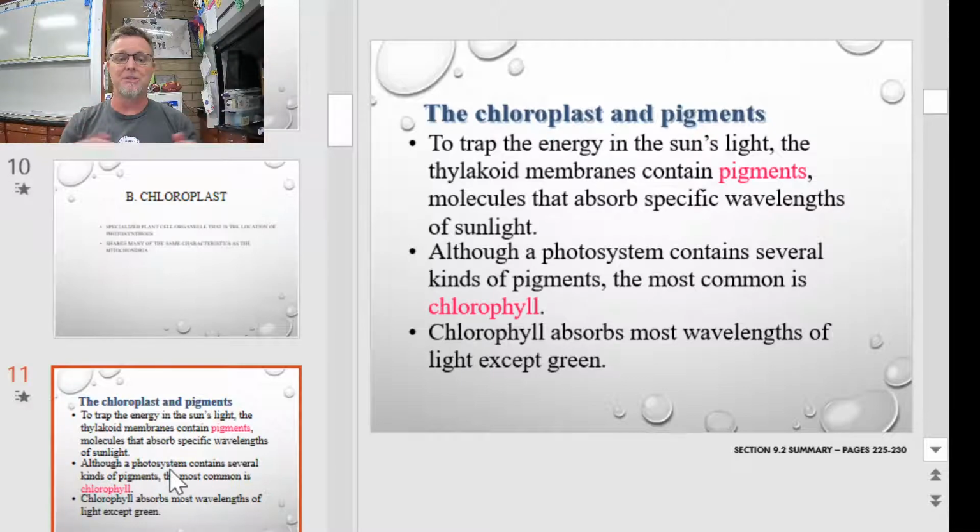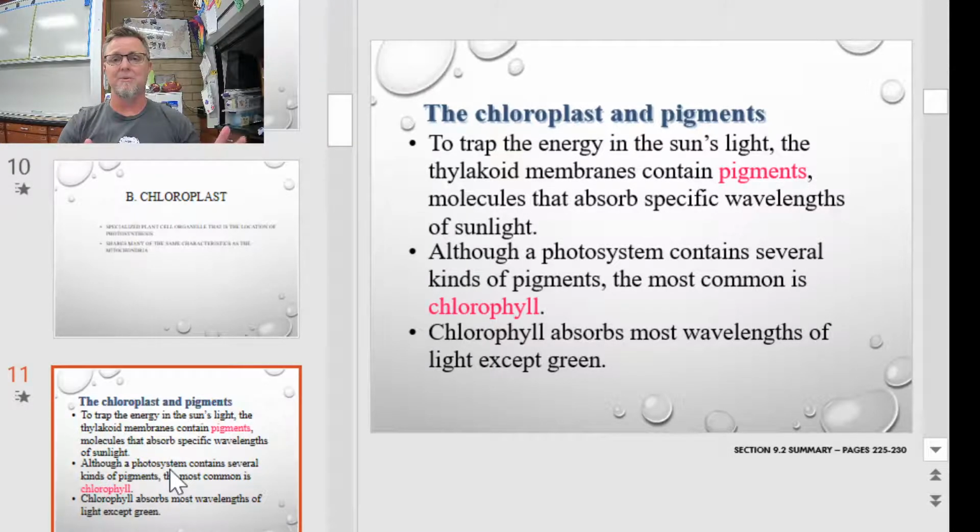To trap the energy from the sun, a chloroplast uses a pigment called chlorophyll. Those pigments are held in super tiny concentrated spaces inside of the thylakoid membrane called photosystems. Each photosystem has several kinds of pigments in it, but the most common is chlorophyll because, well, basically it absorbs the most light. There is one kind of light that chlorophyll will not absorb, and that kind of light is green light. So if you're ever asked on a test, hey, why are plants green? Well, that's why. Because plants don't absorb green light.